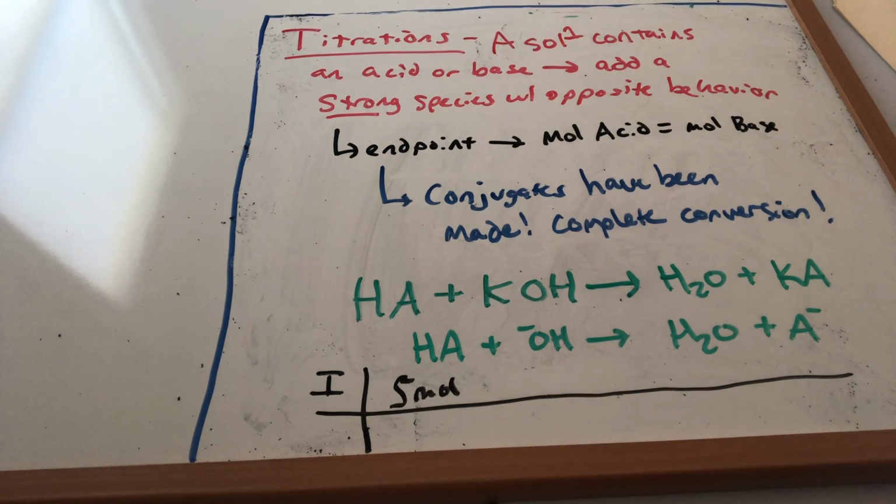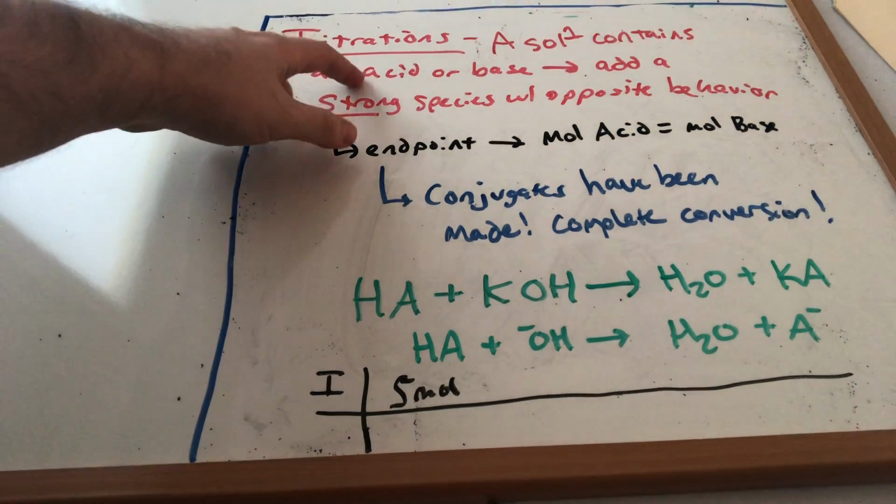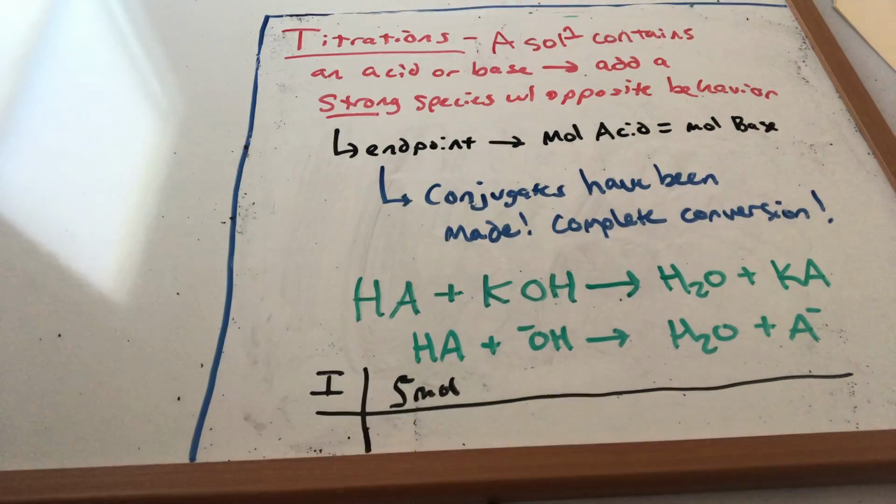So, for our acid base titrations, this is the way we want to think about the chemistry. There's a solution that contains an acid or a base. It could be a weak acid or a strong acid. It could be a weak or strong base. It just has an acid or a base in it.